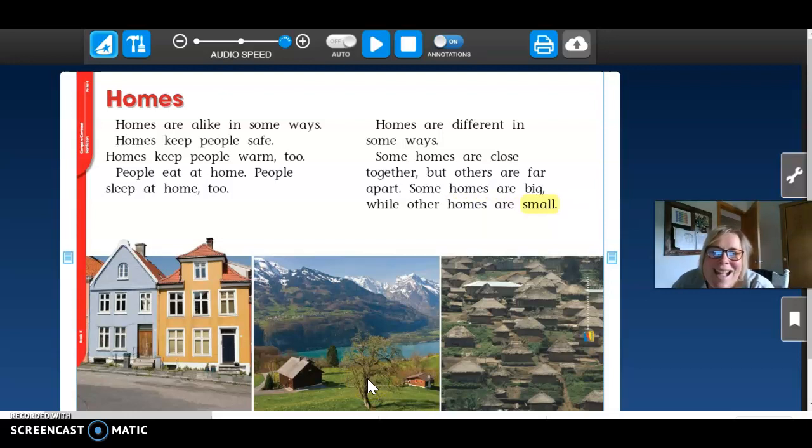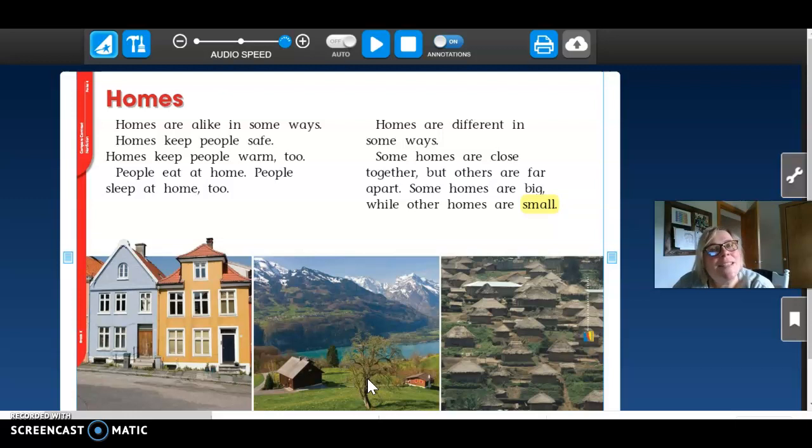So as I listened to that text, I heard that the very first line was, some homes are alike in some ways, and then later on it said homes are different in some ways. So homes are places that every home is there to keep people safe, right? And to protect them and keep them warm.